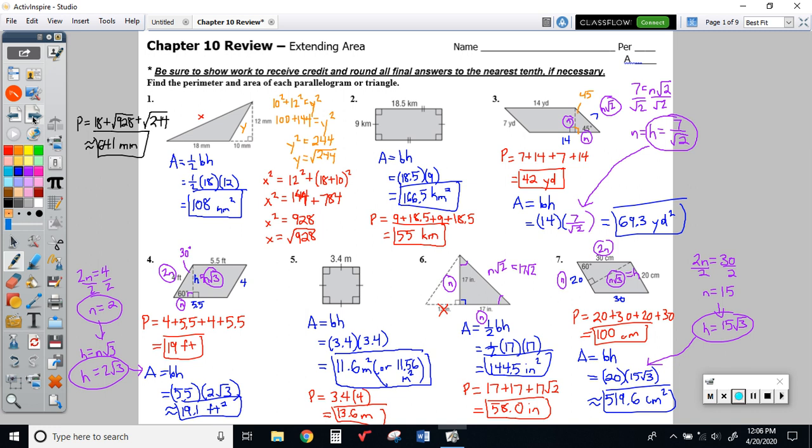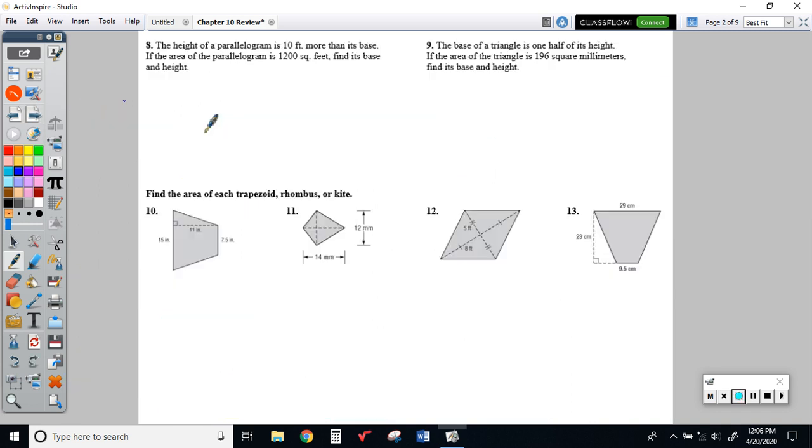Moving on to the next slide, it's the second half of your page there. We're looking at, hopefully, my page is going slow, there we go. The height of a parallelogram is 10 feet more than its base. If the area of a parallelogram is 1,200 square feet, find its base and height. So we're talking about area of a parallelogram. Start with the basic formula. Area is base times height. Plug in what you know to find what you don't.